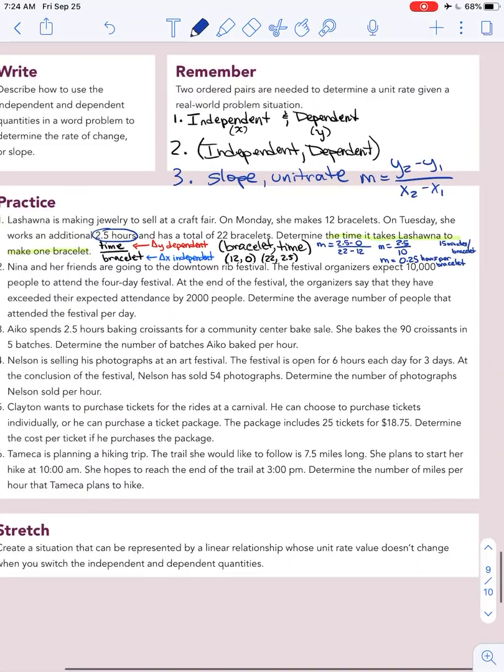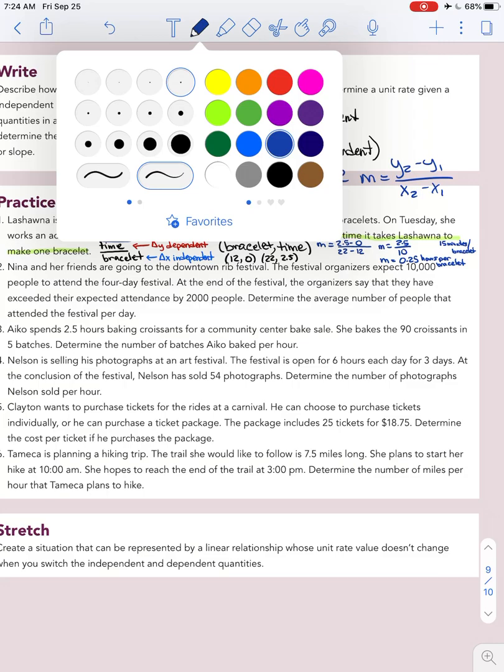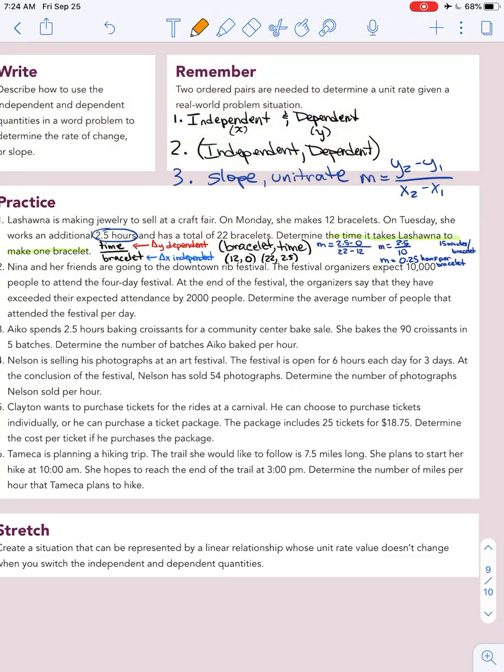Okay, so let's look at the next one. I have to figure out what my independent and my dependent variables are. Okay, so Nina and her friends are going to Downtown Rib Festival. The festival organizers expected 10,000 people to attend in a 4-day festival. At the end of the festival, the organizers say that they have exceeded. Now, boys and girls, exceeded means that they've gone over their expected attendance by 2,000 people. So they expected 10,000, but they actually got 2,000 more. So wouldn't that mean that they've got 12,000 people?